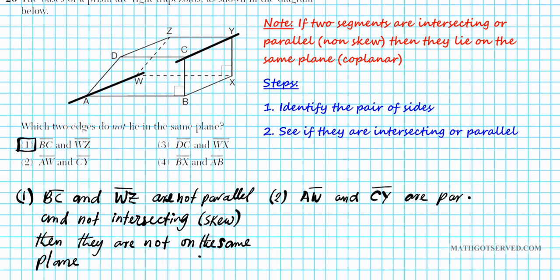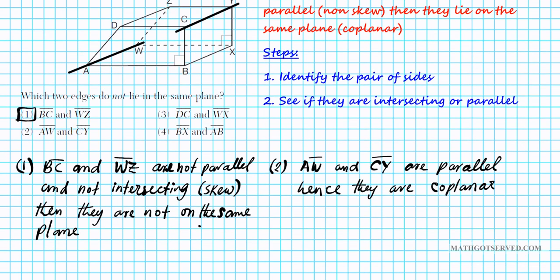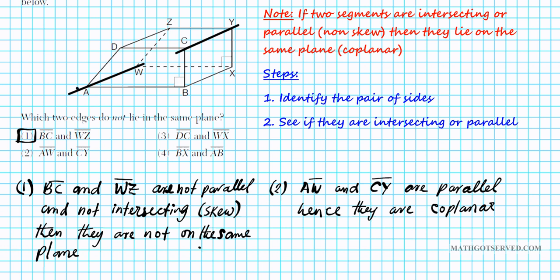So what does that mean? They're parallel, hence they are coplanar. Remember, in order for two sides to be coplanar or to lie on the same plane, they either simply have to be intersecting or parallel. One of the two will suffice. Okay, in this case, parallelity enabled us to conclude that the two sides are on the same plane.